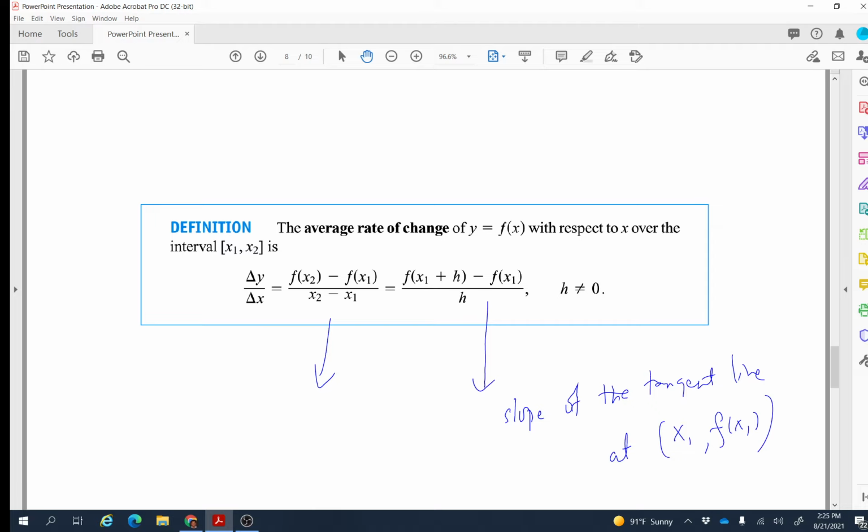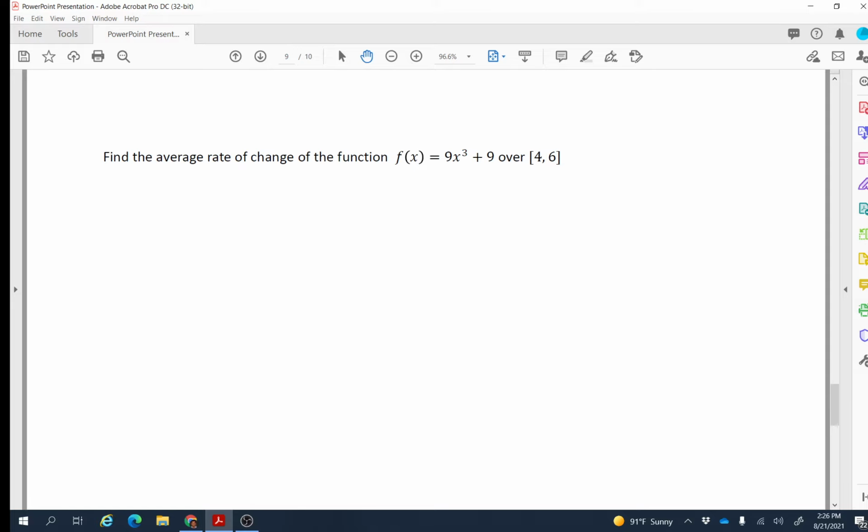So based on your preference, if you are trying to find out the average rate of change, then this is the formula you are going to use. If you are trying to find out the slope of the tangent line, then this is the formula you can use. Let's see one example. Find the average rate of change of the function. This is the function and this is the interval we have been given.